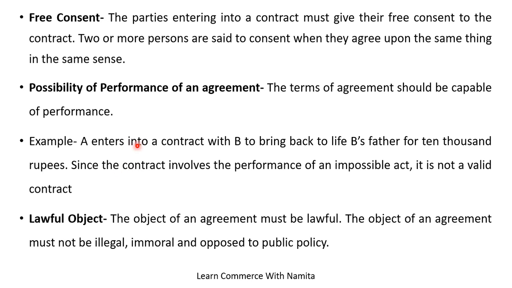Now here A is entering into a contract with B of what? That B's father who is no more, bring that father's life again. It is impossible because a person who is no more, if the person is dead, we cannot make him alive. Okay, so that's why this contract is what? The performance is an impossibility. So the agreement which is possible, the performance, means both the parties, Mr. A and B, both are getting some outcome from that agreement, then it is called as possibility of performance.